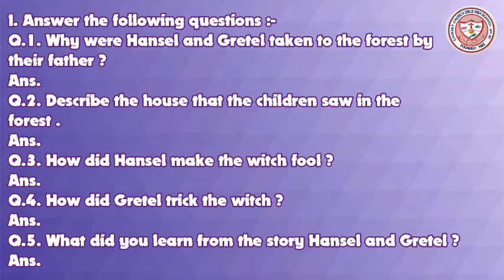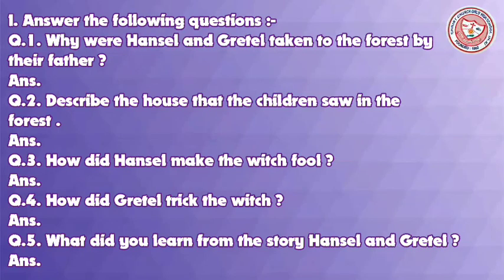Now question number 2. It's an easy one. Describe the house that the children saw in the forest. The house that the children saw in the forest was a pretty one. The roof of the house was made of chocolate, the walls of currant bread, and the windows of white sugar.